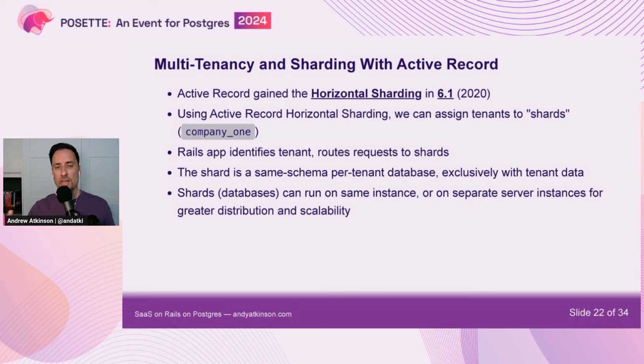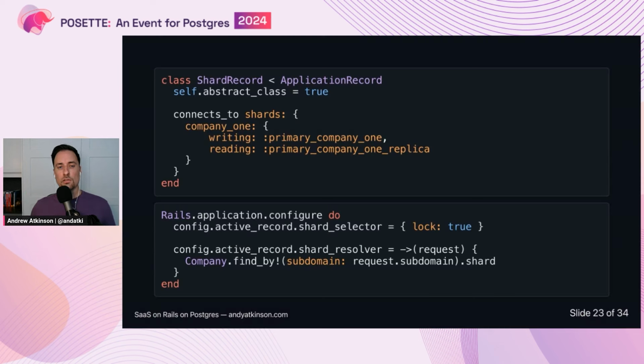Each database is going to have the same schema design. And these shards could be run on the same instance. However, for greater scalability, what we could do is run the databases on separate Postgres instances, all being read from and written to from the Rideshare application. So these are just some real basics about how you might go about setting this up. These are mostly just from the Active Record documentation.